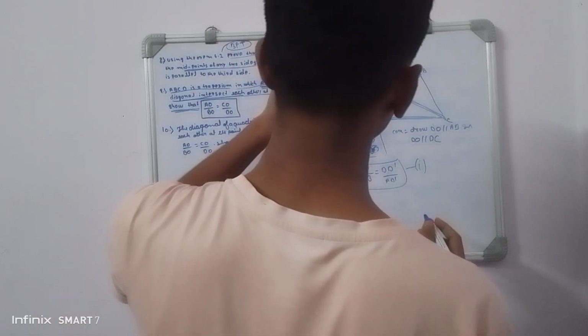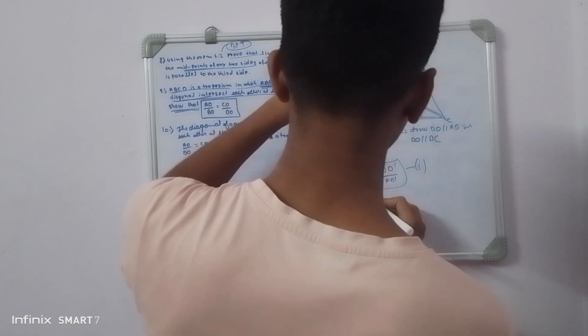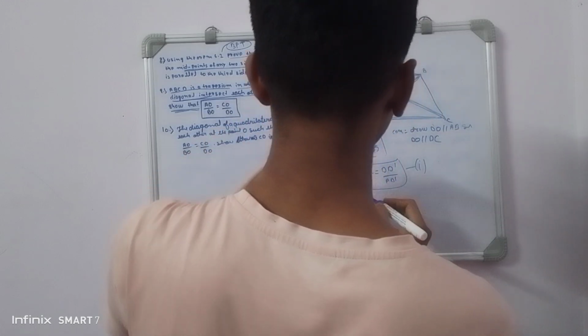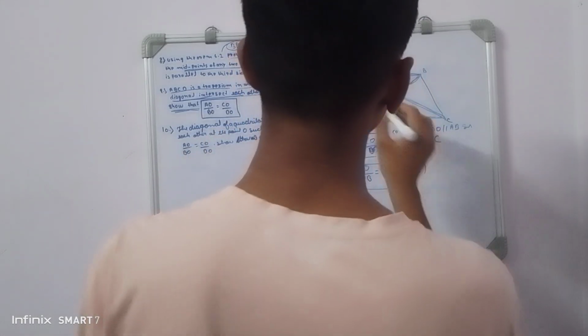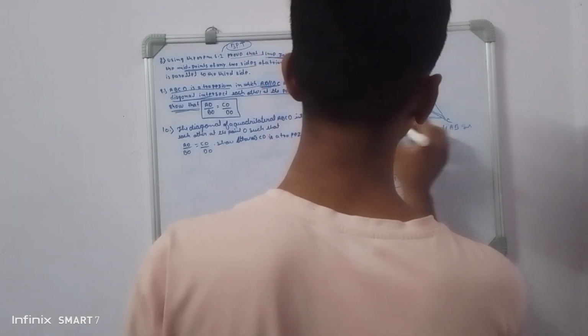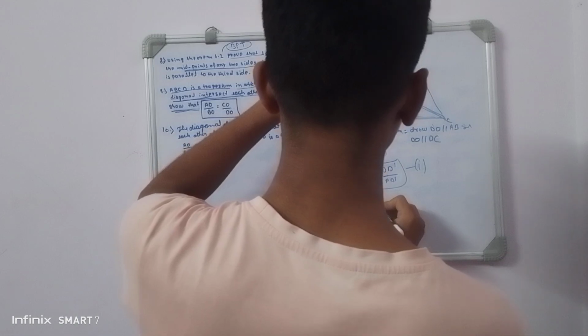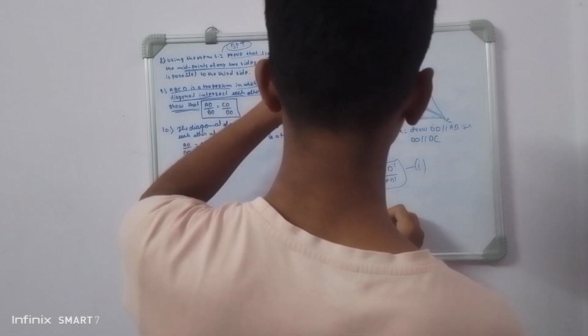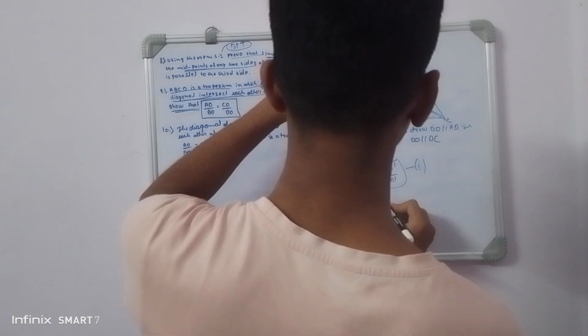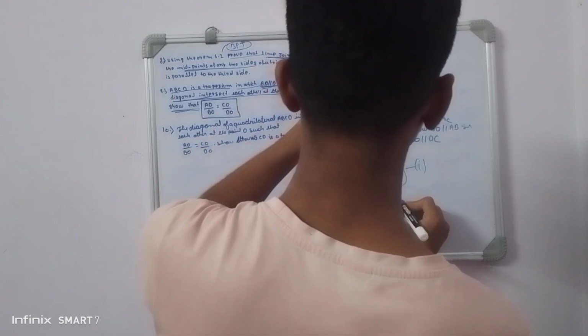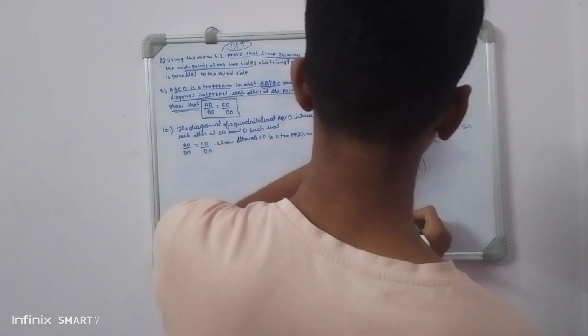So in this triangle, you are able to see that this line is parallel to this line. So you could write here that AD' by D'D is equivalent to AO by OC in this triangle.